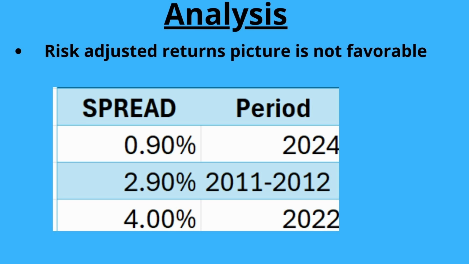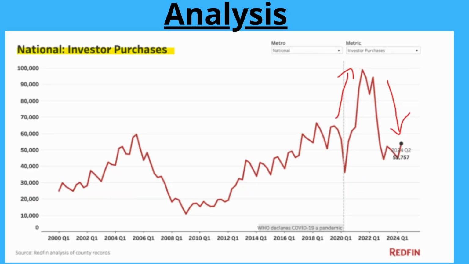So if you can see here in our analysis, this is from Redfin, the National Investor Purchases. When we mention investor, we are not talking about families or individuals that are buying their first house. We're talking about companies that are trying to make a profit on real estate rentals, especially in single family houses. And you can see it just plummet in the first quarter of 2024. It just plummeted from the peak in 2022, which kind of justifies that spread.